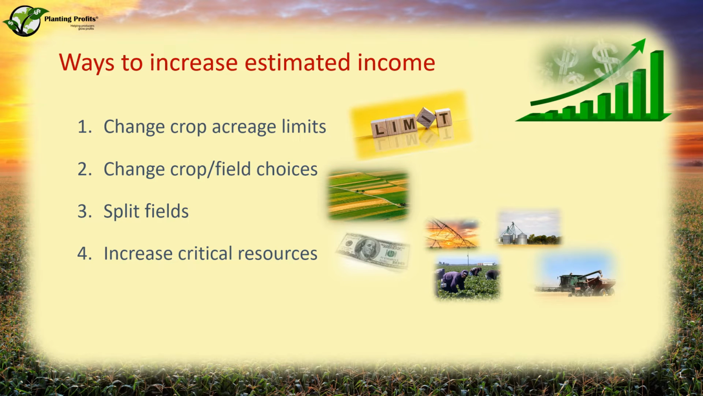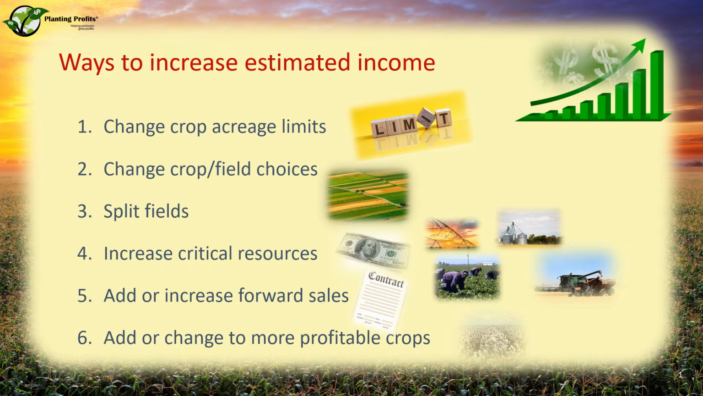Land and capital are normally the 2 limiting resources. There may be other resources limiting income potential. Number 5, add or increase forward sales for 1 or more crops, assuming good prices are being offered and you can deliver the crop. Number 6, add or change to more profitable crops if this is an option.